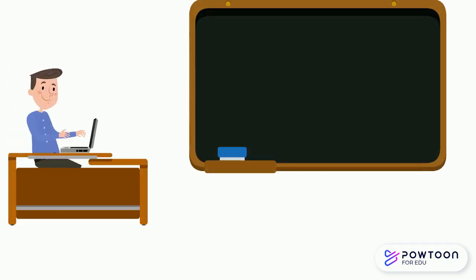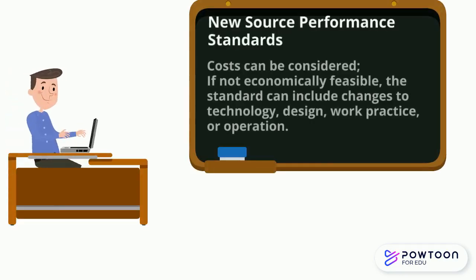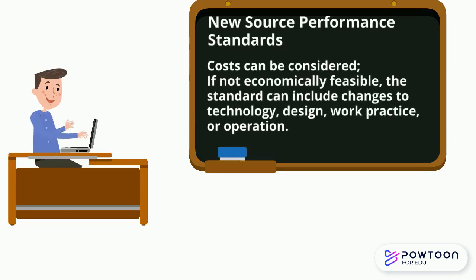Now, I've mentioned the numerical emission limit, but cost can be considered in assessing the standard. If it's not economically feasible, the standard may instead include changes to technology, design, equipment, work practice, or operational standard. This adds flexibility to the program.